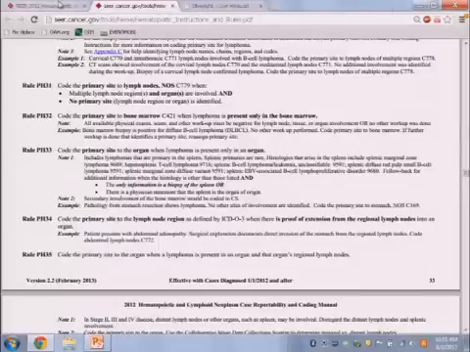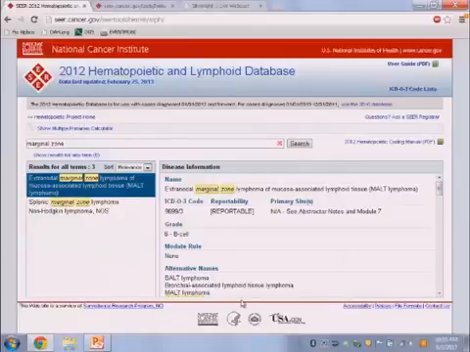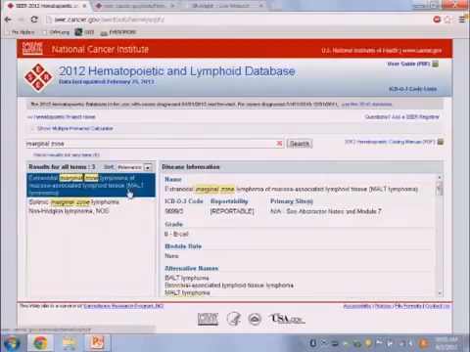And then for marginal zone lymphoma, is it nodal? Is it extranodal? Is it splenic? It's extranodal. Right. Also called MALT lymphoma. Okay? So you may see that abbreviated different ways. Now let's go back to the case.